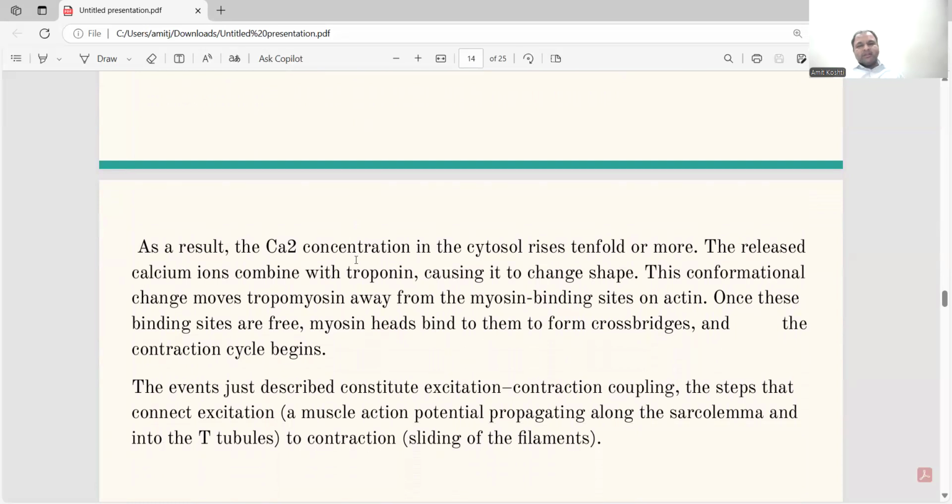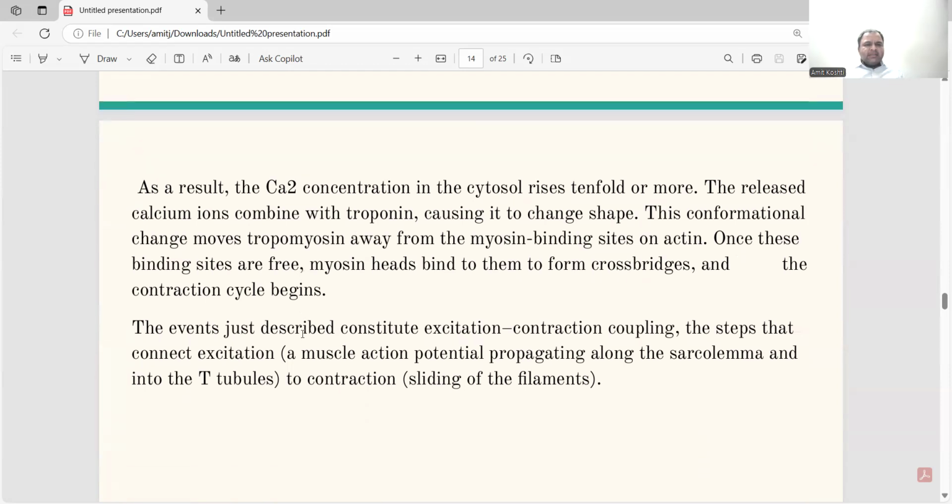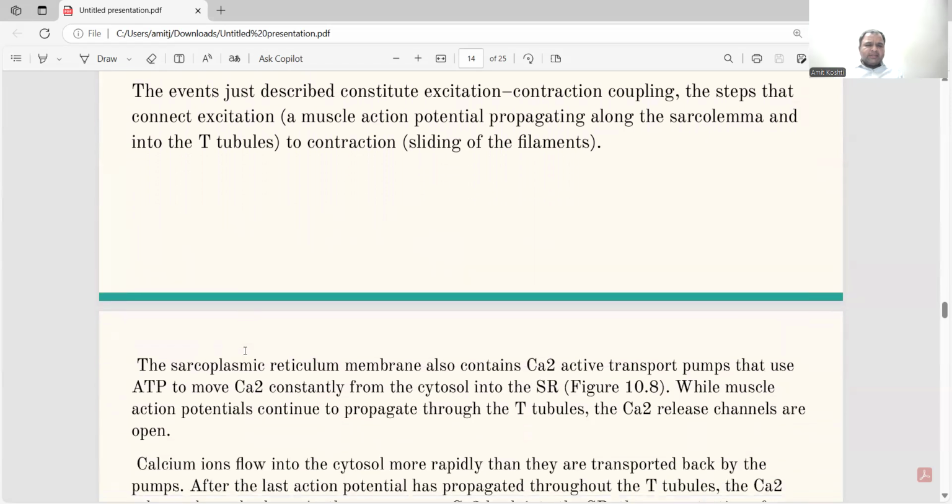Now, as the calcium ion concentration in the cell rises tenfold or more, the released calcium combines with troponin, causing it to change its shape. This conformational change moves tropomyosin away from the myosin binding sites on the actin. Once these binding sites are free, myosin binds to them and forms the cross bridge, and the contraction begins. So again, I am repeating the same thing. The events just described constitute excitation-contraction coupling, the steps that connect the excitation to the contraction.